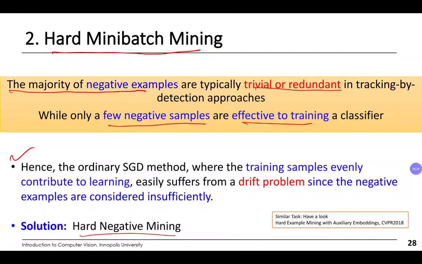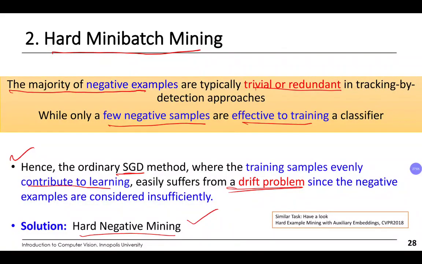In the ordinary stochastic gradient descent method, when we are using this for network convergence, the training samples evenly contribute to the learning. It means that in SGD we are giving equal weight to the positive and negative training examples. But negative training examples are redundant, so you don't have enough samples to show your network how it is going to behave. This kind of situation is known as the drift problem, and we can solve it using hard negative mining.